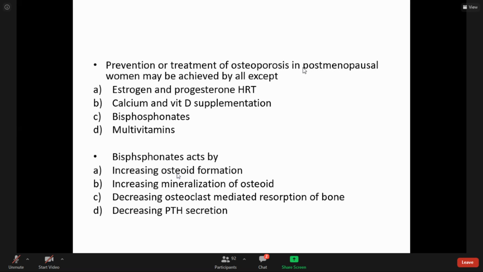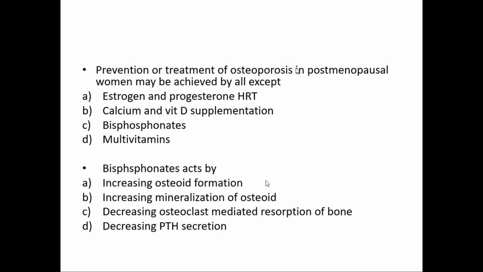Bisphosphonates act by increasing osteoid formation, increasing mineralization of the osteoid, decreasing osteoclast-mediated resorption of the bone, decreasing parathyroid secretion. Any other answer? Although the mechanism of bisphosphonates is not known properly, it is thought that it decreases the osteoclast-mediated resorption of the bone. So the answer is C.